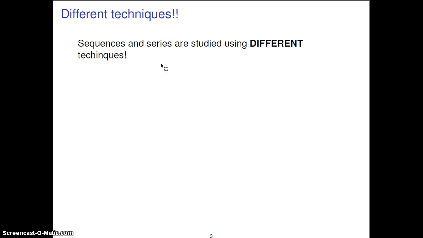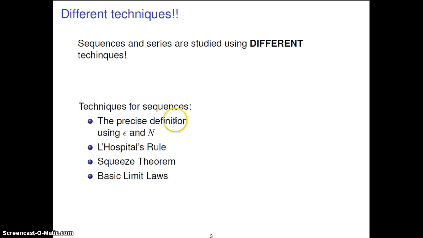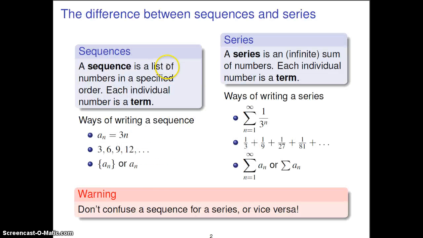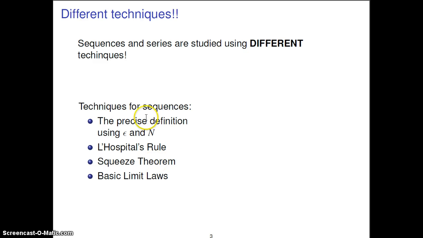I don't think this slide is going to make a whole lot of sense unless you go through some of the details, maybe watch the video a couple times really for this slide to make sense. But I wanted to put this early on to really hammer home the point that you should not confuse sequences for series. So here are some techniques for sequences. One, you can use a precise definition which talks about epsilon and n. This is a very tedious task, and if at all possible, you should try to avoid using this technique, but sometimes you can't avoid that.